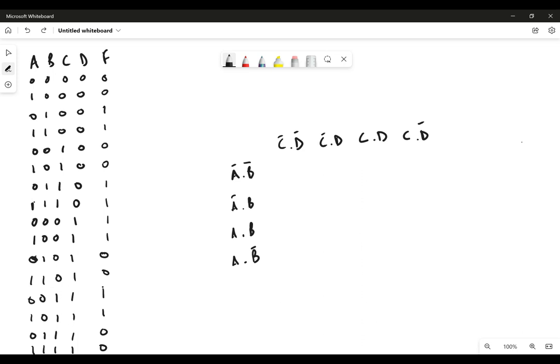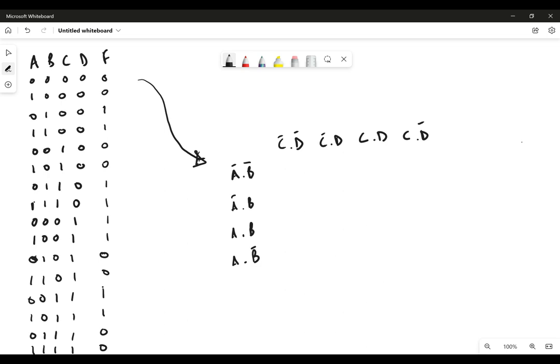Okay, so in this video, we're going to use four variables to simplify a truth table using a Karnaugh map and create a simplified Boolean expression.